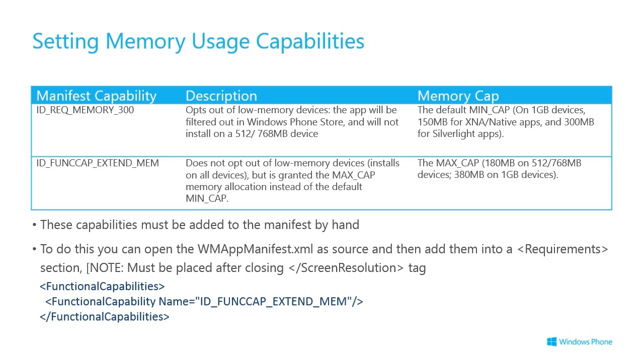If you set the ID_REQ_MEMORY_300, then your app will not be offered to the low-end devices, the 512 or 768 megabyte devices. So it will be filtered out in the Windows Phone Store and will not install onto those devices. But it will still be offered for installation on 1 gig devices, and you'll get the min cap as normal. So those are the two options you can use for adjusting your memory threshold. So you just have to ask for these things if you have strange additional memory requirements.